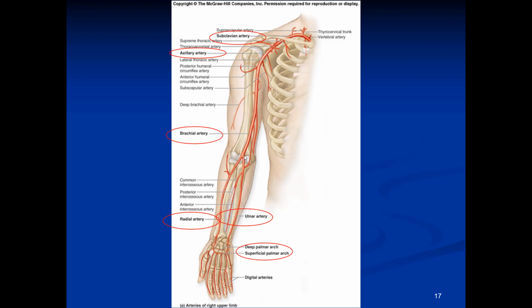And then as it makes its way down into the forearm, it branches into a radial, which is obviously on the thumb side, and an ulnar branch, which is on the pinky side or medial side. And you do not need to be familiar with these arches here, the palmar arches.